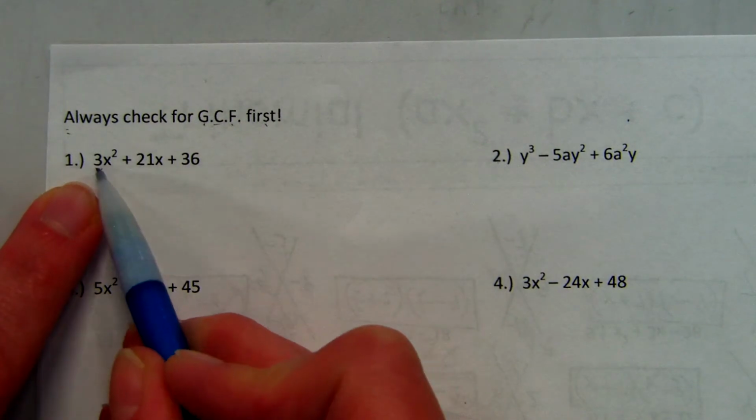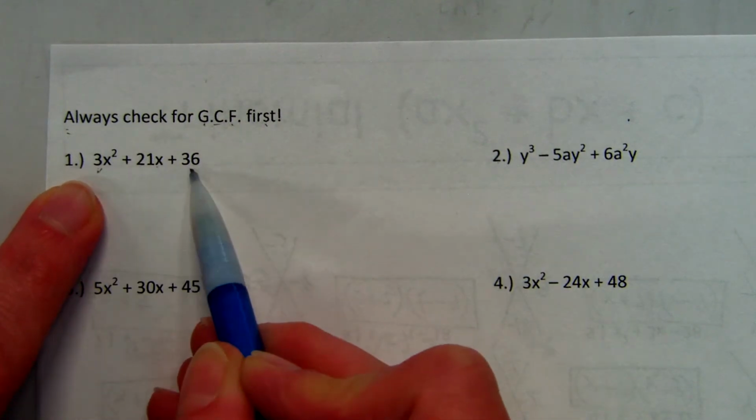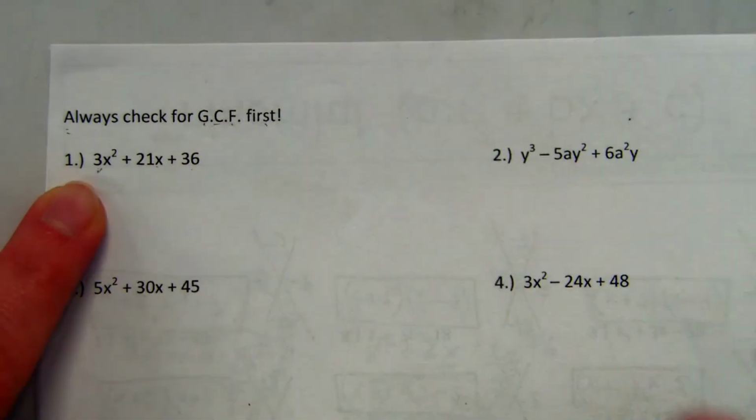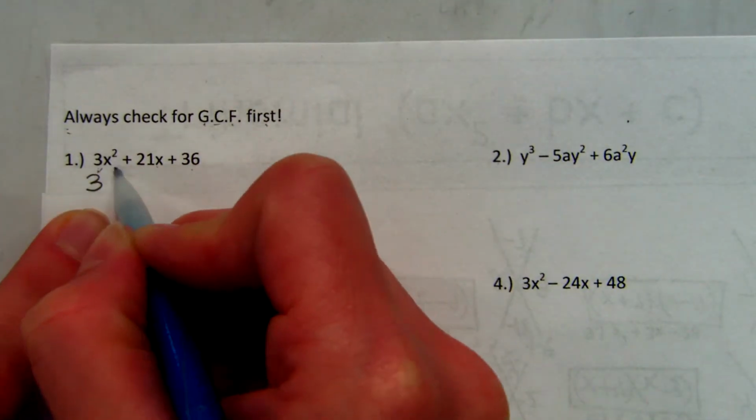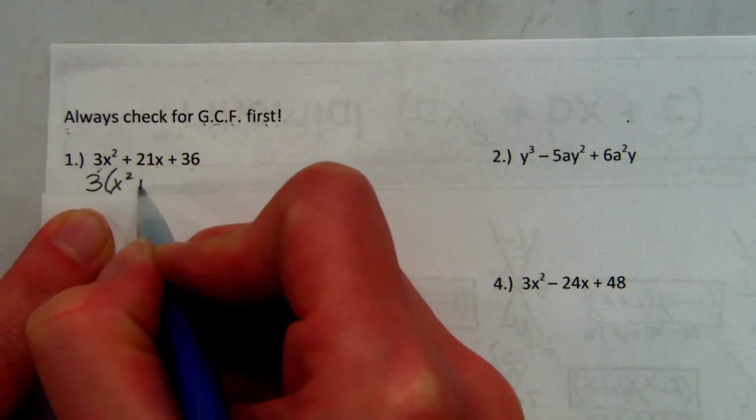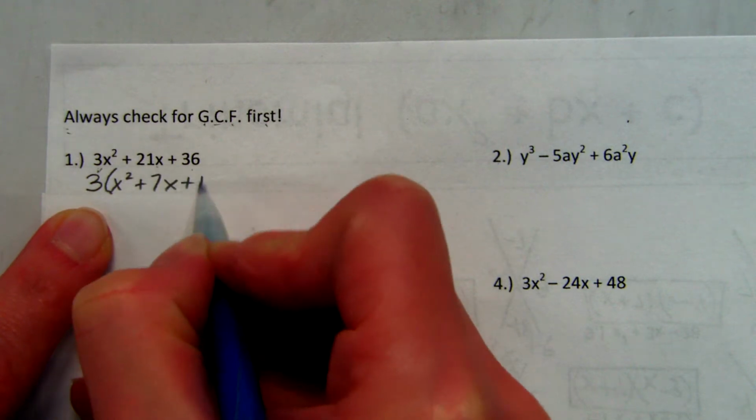So I look at this. I've got 3, 21, and 36. Is there a number that goes into all of this? 3. So I could take a 3 out of all of those. And if I do that, I'm going to get 3 parentheses x squared plus 7x plus 12.